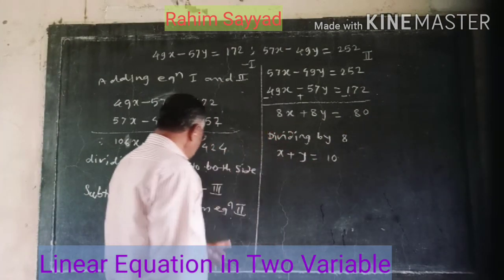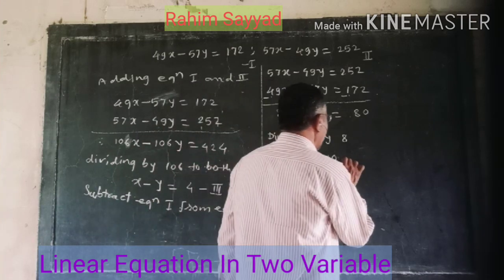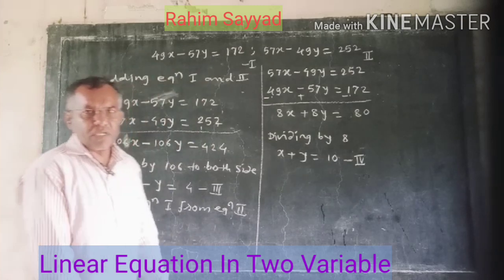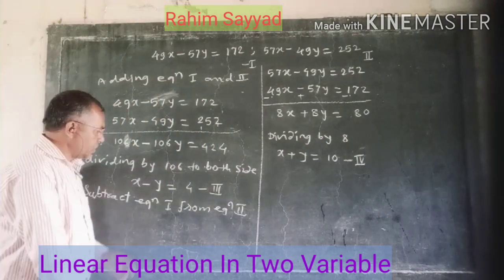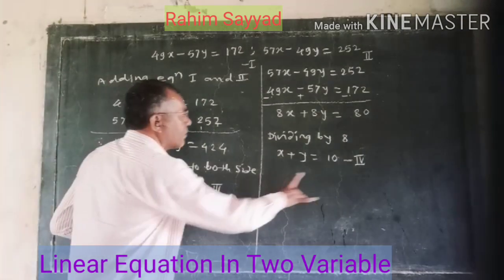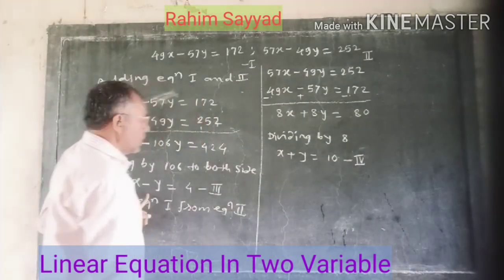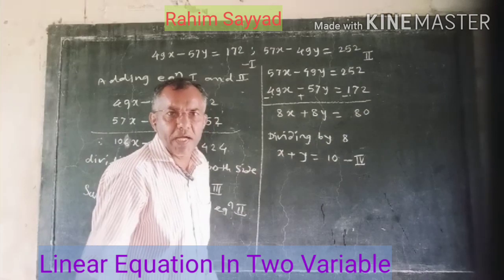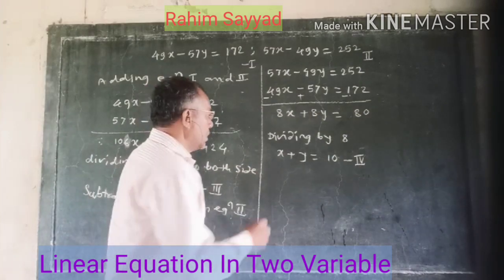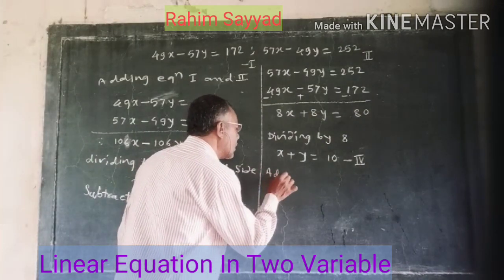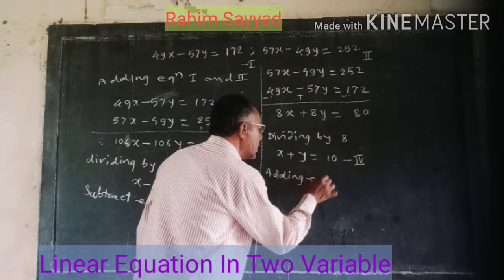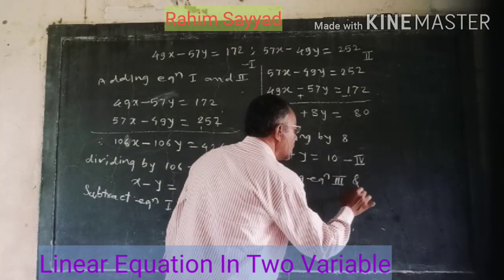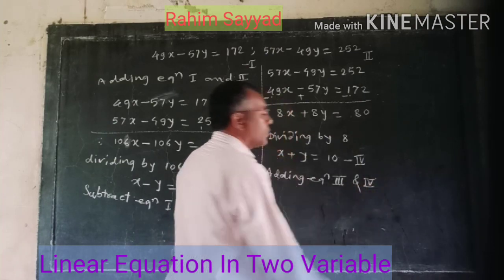You will get the new equation. Give the number to this equation, equation number 4. After observing these two equations, equation number 3 and equation number 4, here is a minus y and here is a plus y. You will write here adding equation 3rd and 4th.